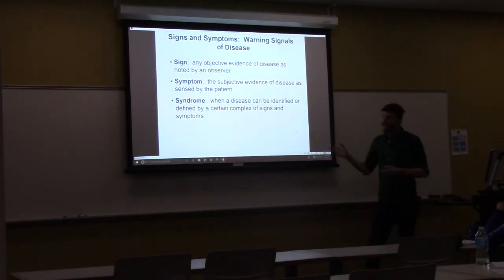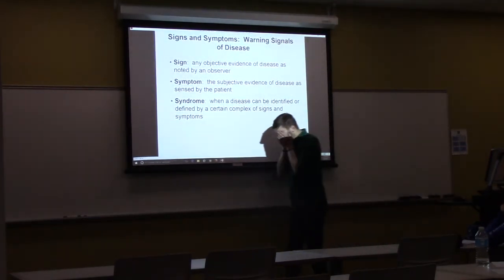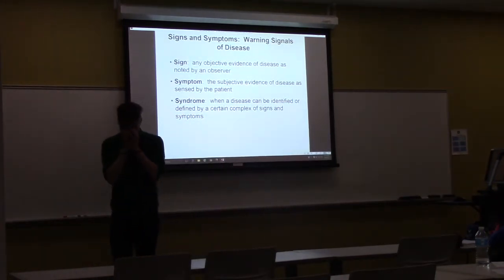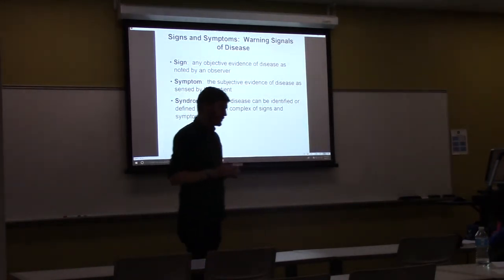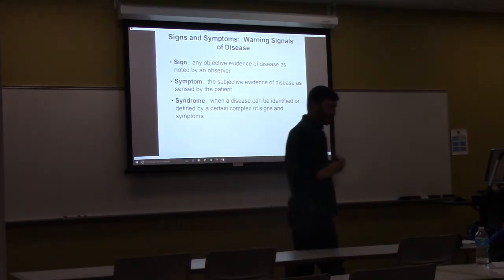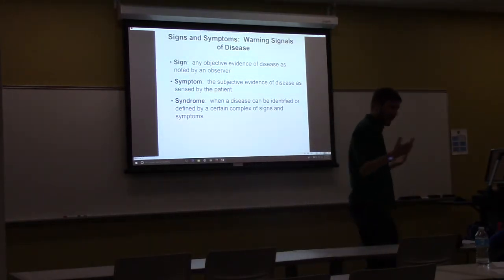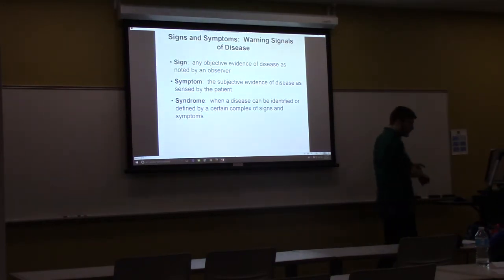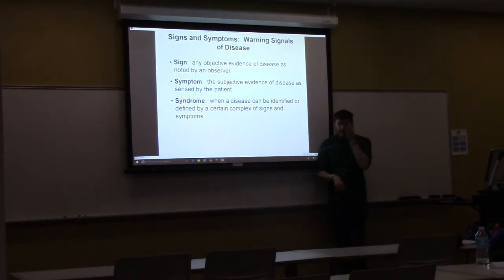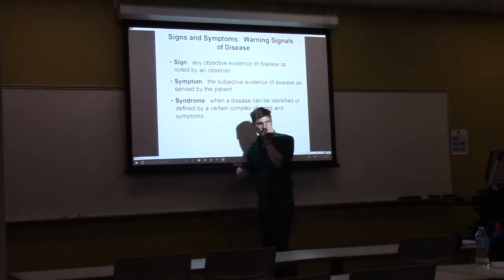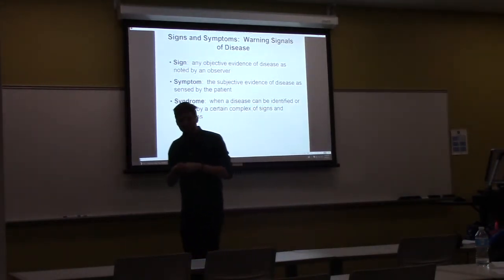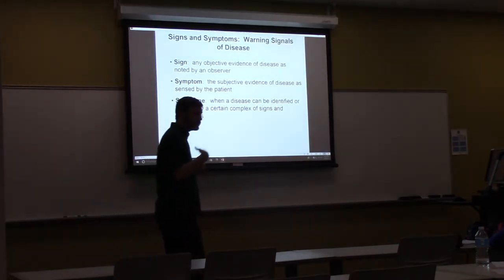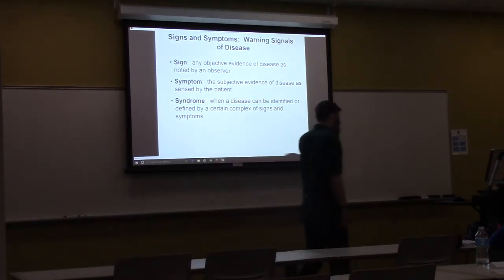So what is a sign? Can you remember? Objective measurement that a clinician can do, right? So temperature, vitals, things like that. What about a symptom? So subjective description, usually from your patient, right? So pain, malaise, sleepiness, things that can't actually be measured well.